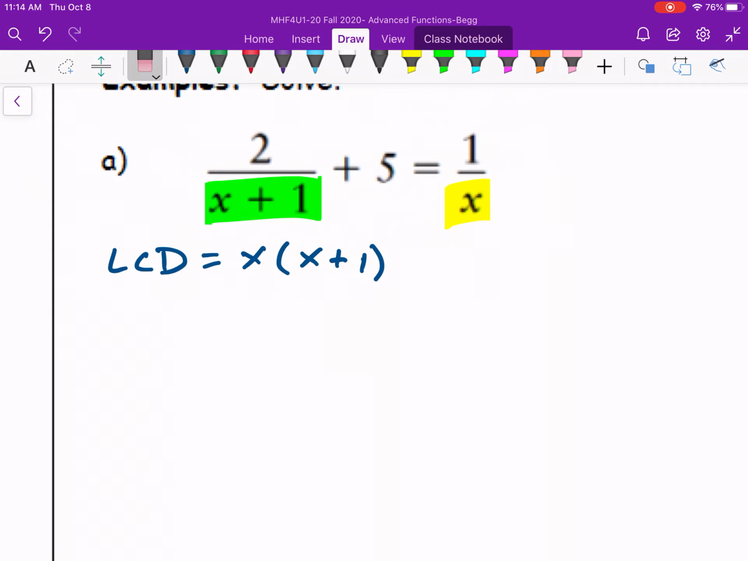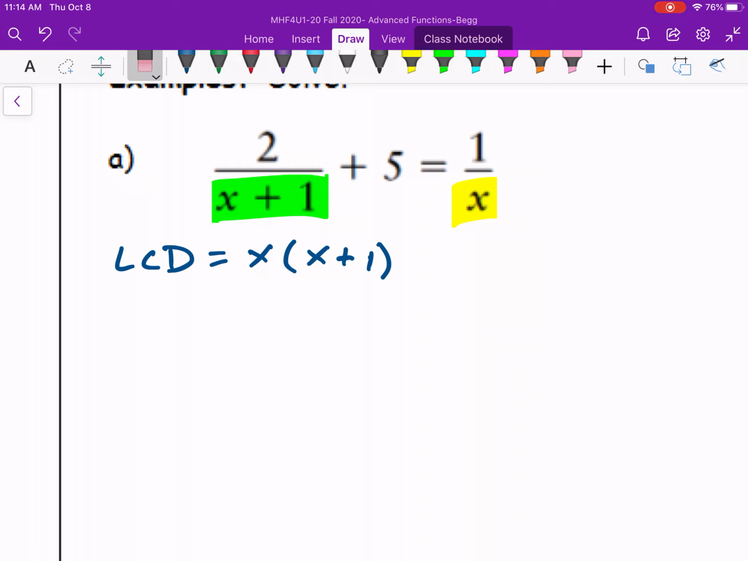So my lowest common denominator is going to be x times x plus 1. I think of this as having 3 terms, or parts: 1, 2, 3. Each part has to be a fraction with this common denominator in it. So what's missing from part 1, the 2 over x plus 1? Well, the x is missing from that one, isn't it? So I need to multiply.